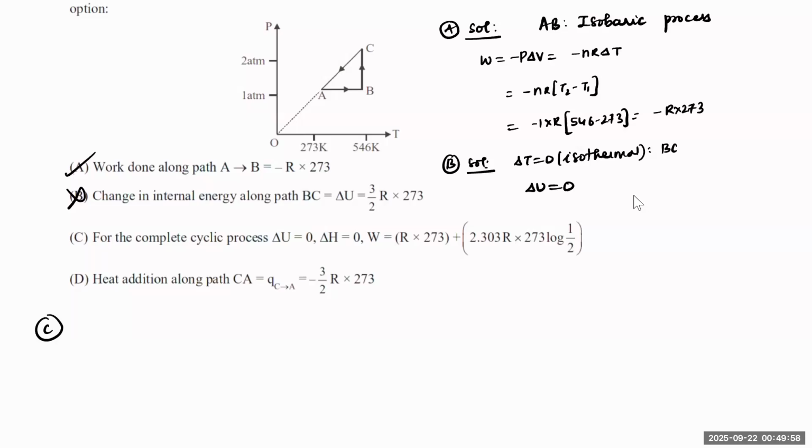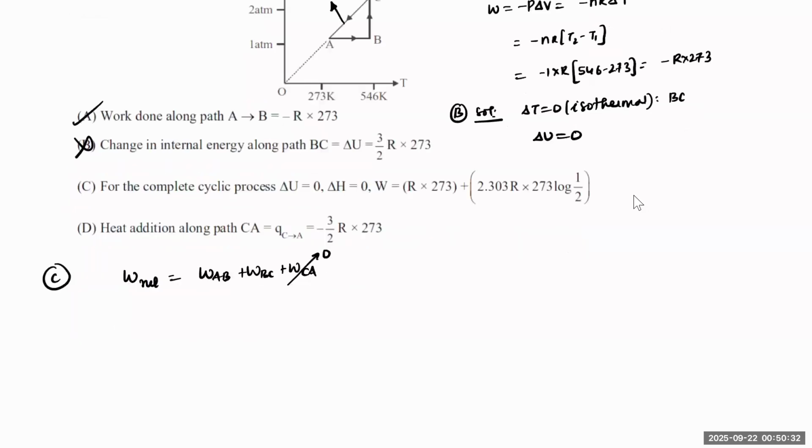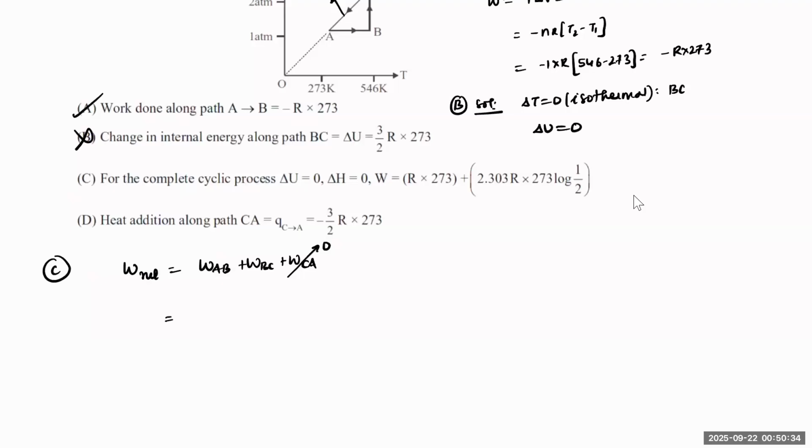You can see this one also. This is a pressure versus temperature graph where it is passing through the origin. That means it is at constant volume, Gay-Lussac's law. This is at constant volume, which means work done in this process and this process will be the same as the area under this curve. So therefore, net work done will be equal to work of AB plus BC plus CA. CA is 0 because it is at constant volume. So work done AB we calculated already.